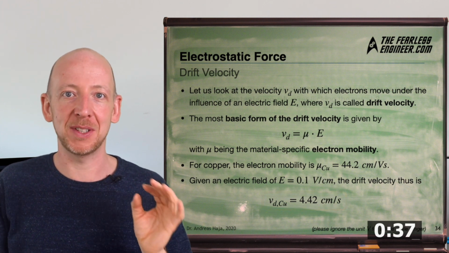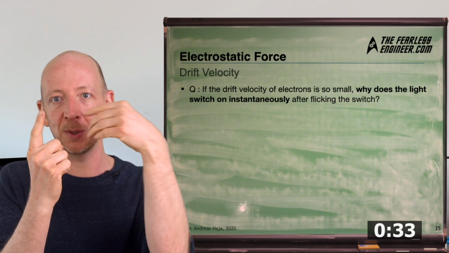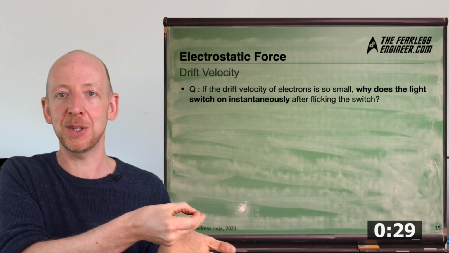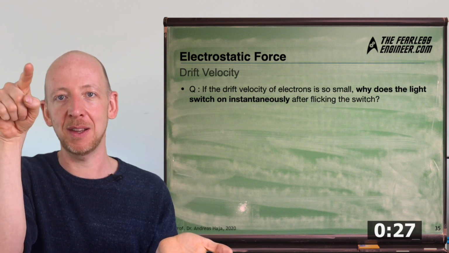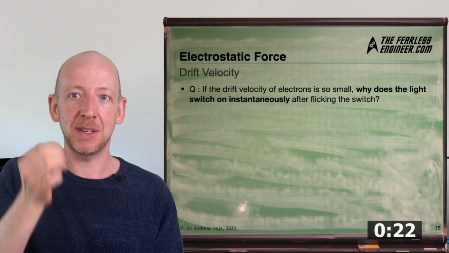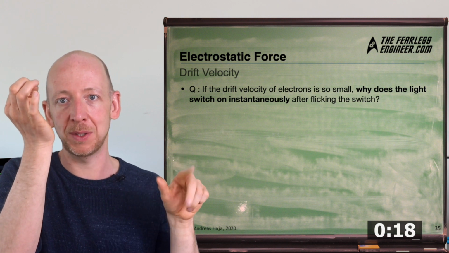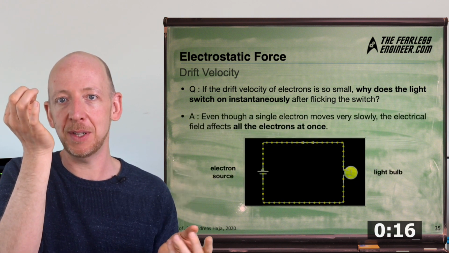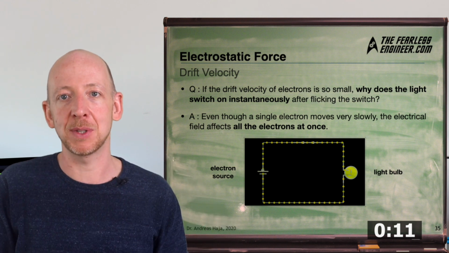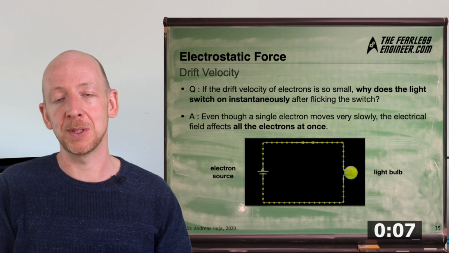And this poses the interesting question why flicking the switch on the wall causes the light bulb on the ceiling to switch on immediately. We have just seen that the electron which is sitting behind the switch takes a few minutes to get up to the ceiling, but the light shines immediately. The reason why this happens is that the electron sitting directly in front of the light bulb also starts to move once you flick the switch. So the electric field which induces the motion into the electrons works on all electrons at the same time, or almost the same time, and this is why the light switches on immediately.